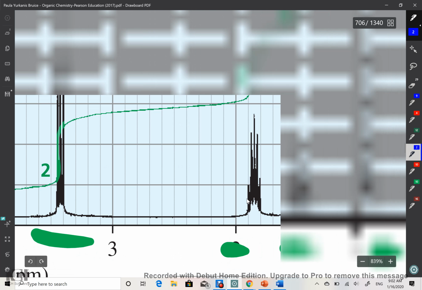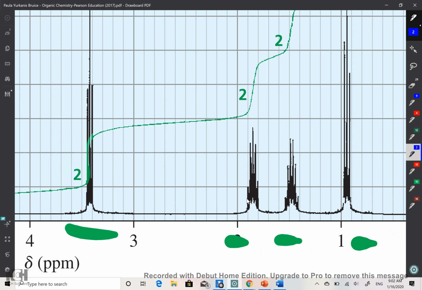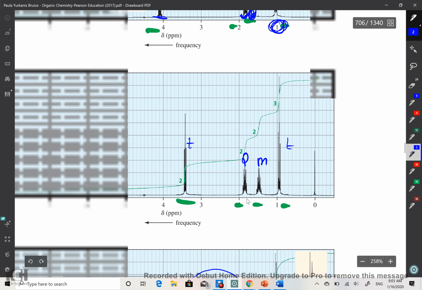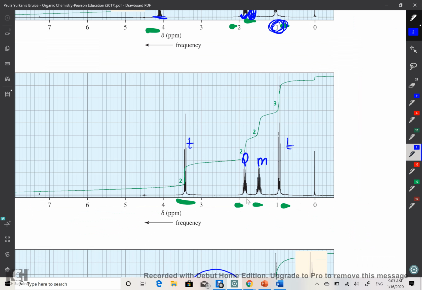You have to convince yourself that this is a triplet and that this is a triplet. Over here, these things are really hard to see. This is a quintet, this is a quintet and this is a multiplet. So you can use multiplicity to distinguish those spectra. Or you can also use integrals. You can use the integral numbers to distinguish between the spectrums also.